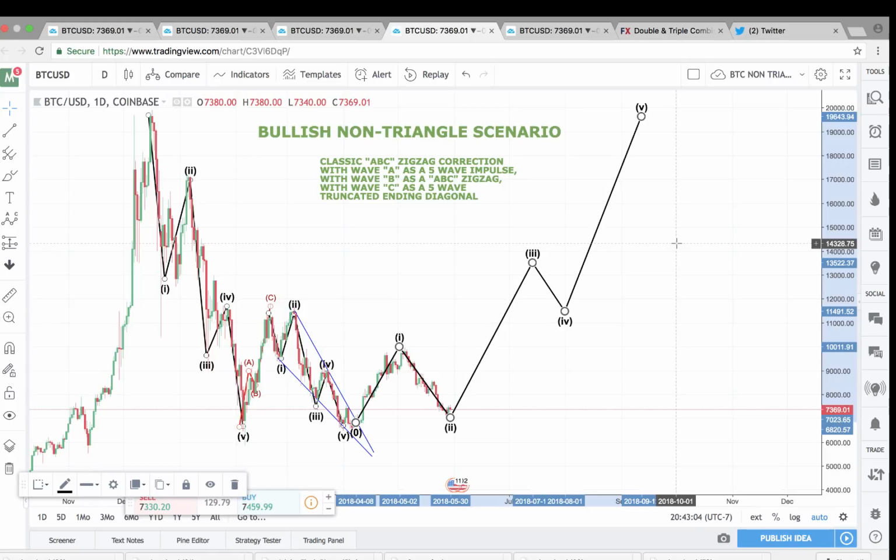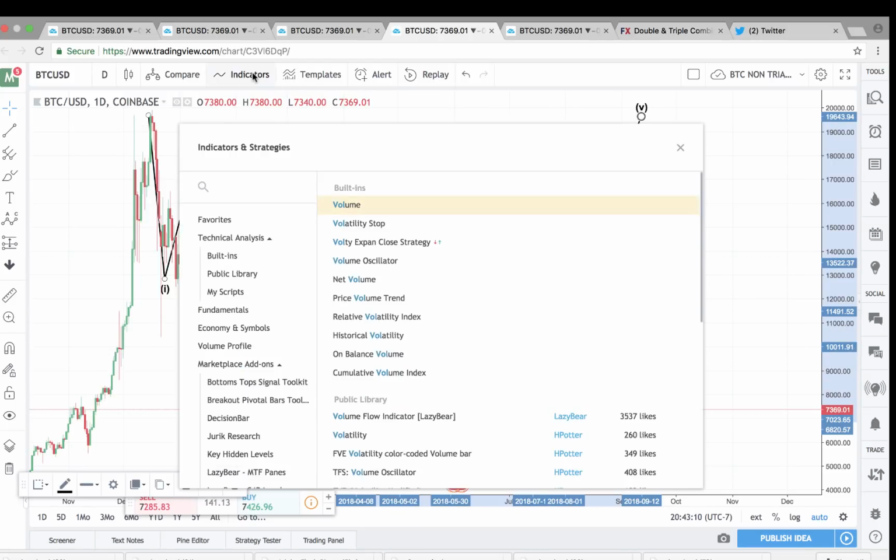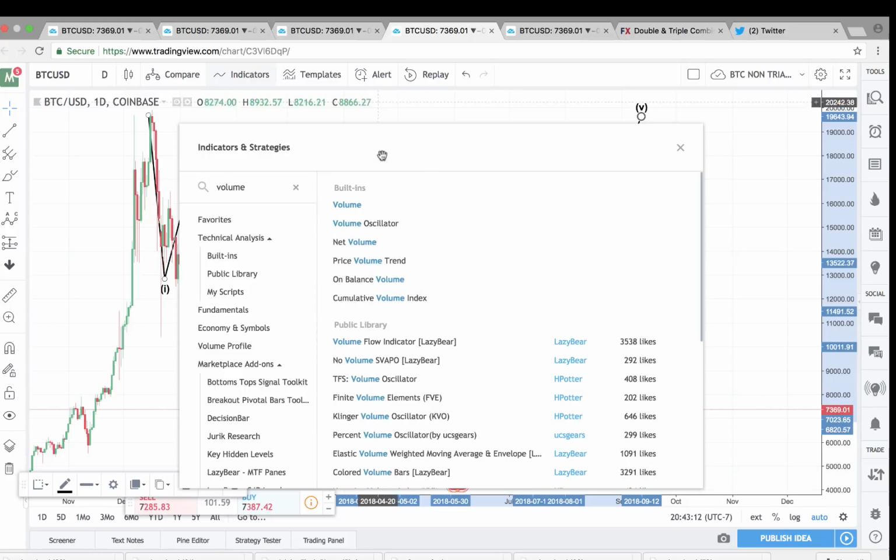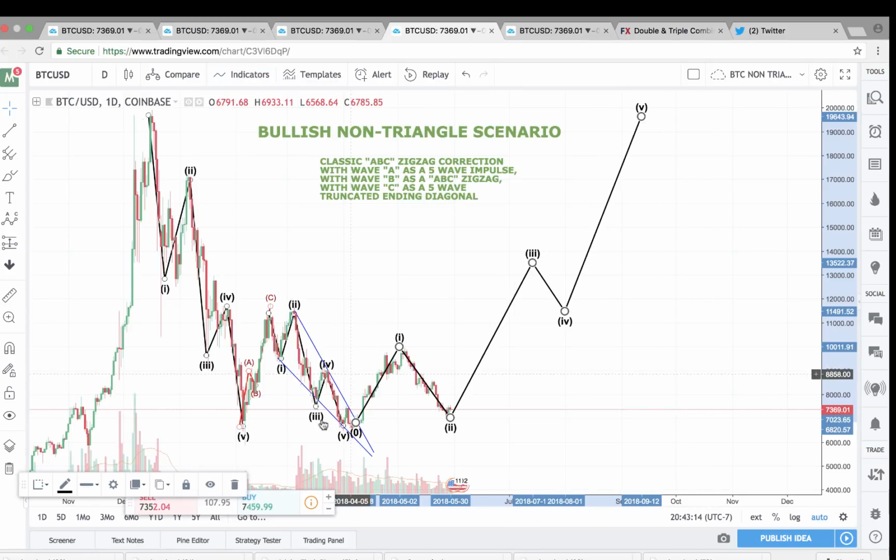So with this scenario, again, we have our impulse 1 up, 2, 3, 4, and 5. And let me get my volume indicator here so you guys can see why I'm not entirely convinced of this scenario. Again, we have the declining volume, and I've said this before, that's typical of a consolidation pattern and not an impulse up. So that's why I'm more hesitant on this scenario here, although it's very viable, I guess you could say. So this would be the bullish non-triangle scenario.